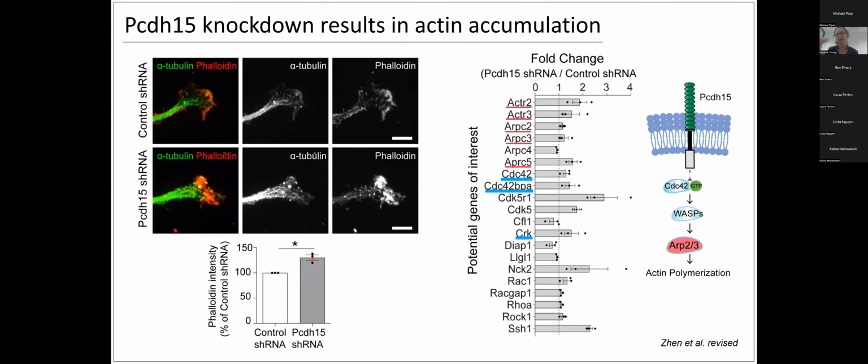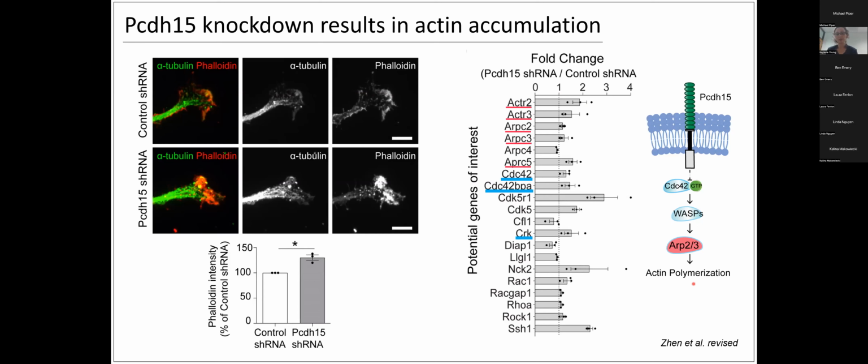So to find out what might be responsible for that, we carried out a qPCR on 3 independent cultures that had been treated with shRNA for control or protocadherin 15 knockdown. And we found a small number of genes that had only been mildly upregulated. But we also noted that a lot of them were associated with CDC42 to ARP2/3 signaling, so that pathway that does lead to actin polymerization. Now, this was consistent with what we'd seen from our immunostaining.